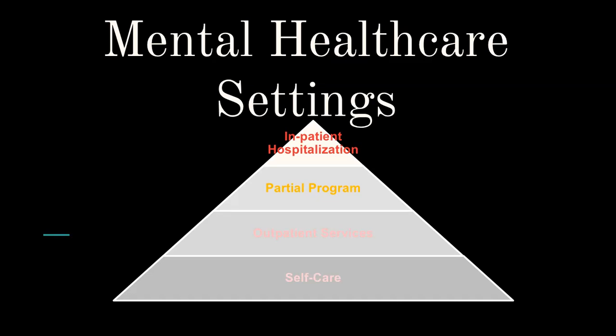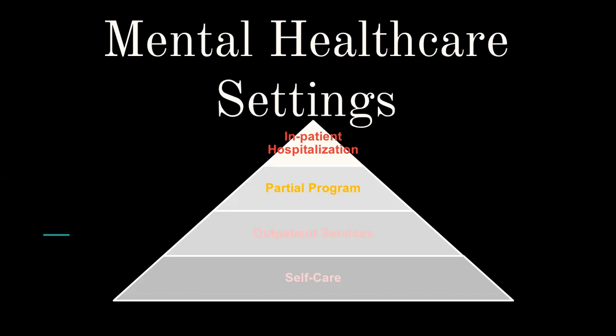With inpatient hospitalization, the patients are there overnight and they are not allowed to leave. Even if they come in voluntarily, they still are considered in that lockdown unit. Other types of inpatient hospitalization are hospital units, freestanding psychiatric hospitals, and forensic units, which are used to treat patients that have been convicted of a crime or accused of a crime.